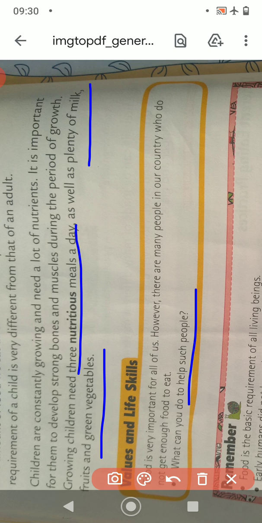Every parent wants their children to grow healthy, with strong bones and strong muscles. So please have a good meal in a day, and please don't say no to the parents who are providing you with good food. Okay, so children, we are done with the chapter here.